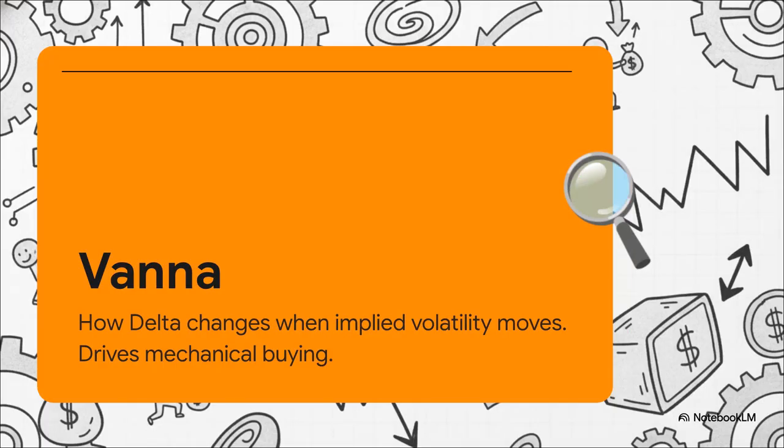Then, of course, we have Vanna. Vanna measures how that delta changes when implied volatility actually moves. So when volatility gets crushed, it forces dealers to immediately rebalance. This means all those late-day, hopeful retail puts get absolutely decimated by relentless mechanical dealer buying.